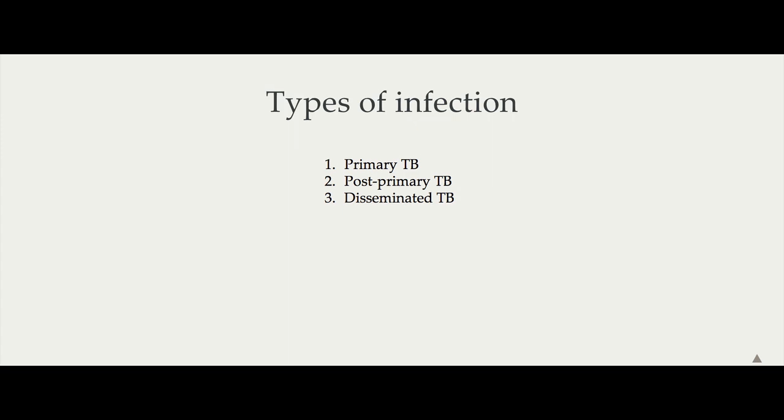Lastly, let's just mention briefly disseminated TB. This occurs when there is unchecked proliferation and spread of the bacteria. One example of disseminated TB is miliary TB, which may be seen on a chest X-ray and resembles multiple millet seeds.